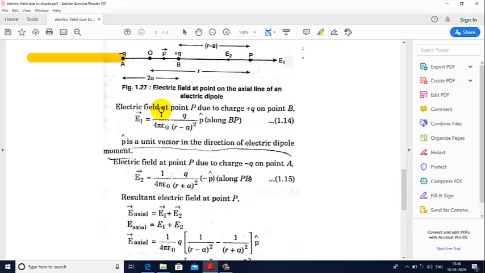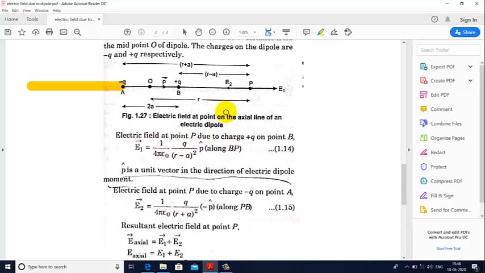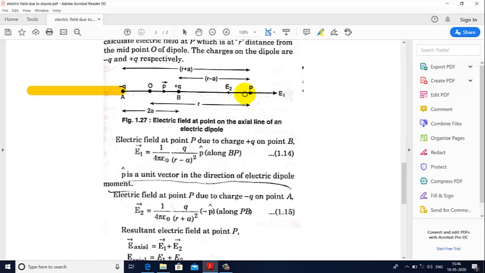Now the electric field at point P due to charge plus q. We will find the electric field at P due to this charge. We know the formula for electric field is kq upon r square r cap, where r cap is the direction and k is the constant, 1 upon 4 pi epsilon 0. Here r is the distance. Here we are calculating the electric field at P due to this charge, so we will have to see this distance BP.